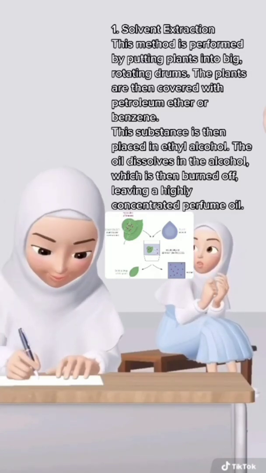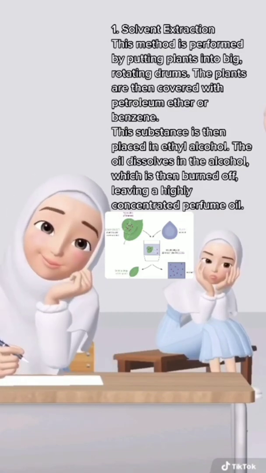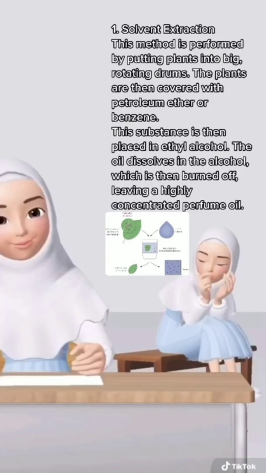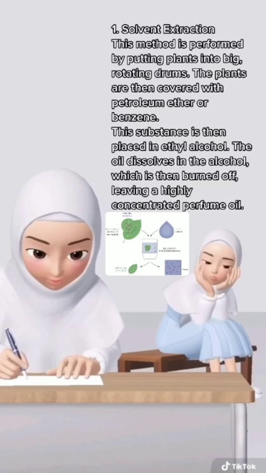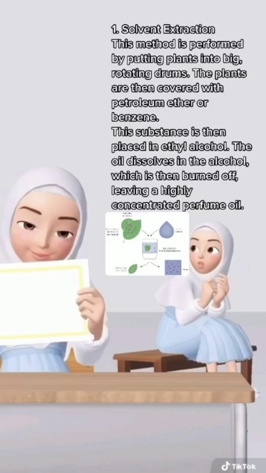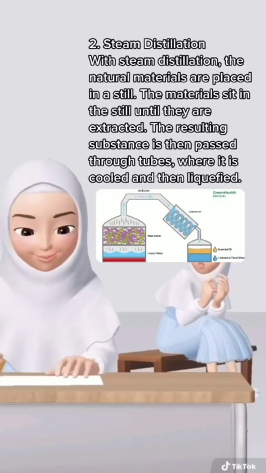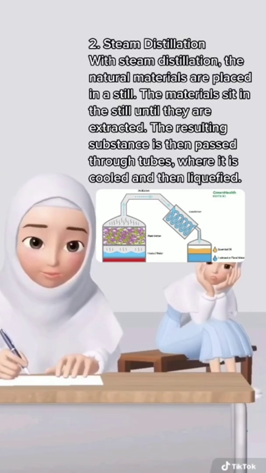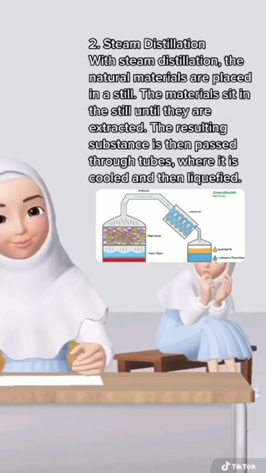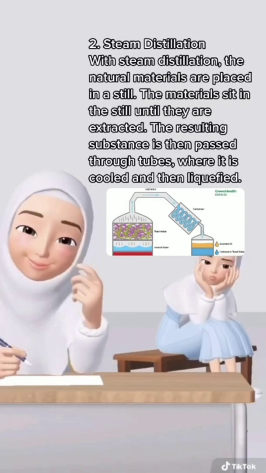First, we have solvent extraction. This method is performed by putting plants into big rotating drums. The plants are then covered with petroleum, ether, or benzene. The substance is then placed in ethyl alcohol. The oil dissolves in the alcohol, which is then burned off, leaving a highly concentrated perfume oil. Second is steam distillation. With steam distillation, the natural materials are placed in a still. The materials sit in the still until they are extracted. The resulting substance is then passed through tubes, where it is cooled and then liquefied.